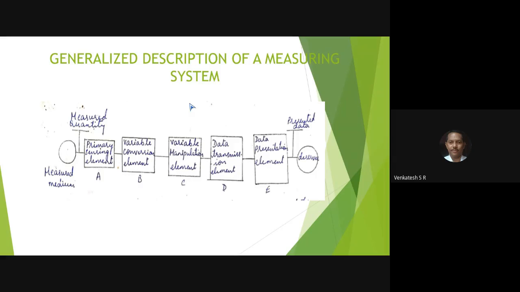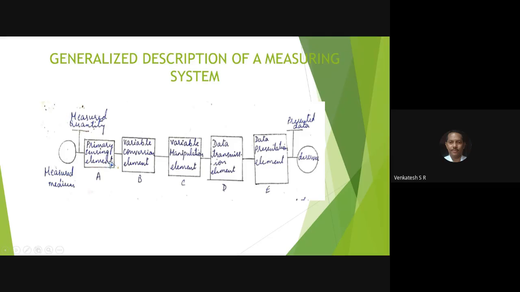First, for example, what is the measured medium? Suppose I ask you to measure the speed of the vehicle, or speed of the motor or turbine, or the temperature of the oil. The measured quantity, if it is temperature, is in degree centigrade, if it is speed, it is RPM, if it is current, it is in amperes. So the measured quantity is according to the type of measured medium.